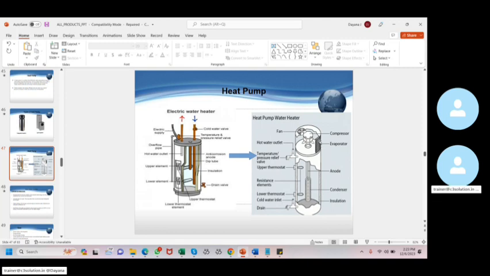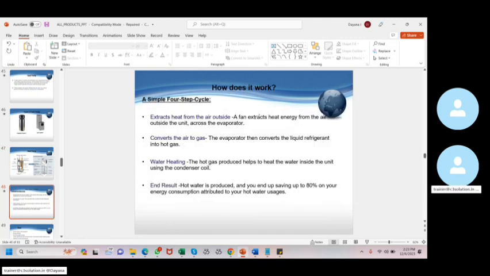Now, what is happening is the first point. First, be clear about this first point, the fan and evaporator point: the fan extracts the heat energy from the air outside and across the evaporator. It is just passing through the evaporator. Coming to the next point, the evaporator converts that extracted heat energy. Right now you have it in the evaporator. Keep that in your mind.